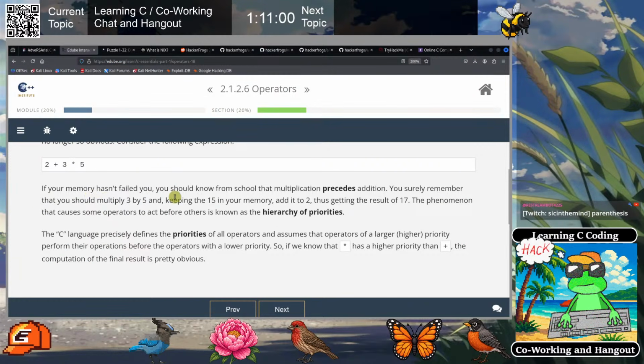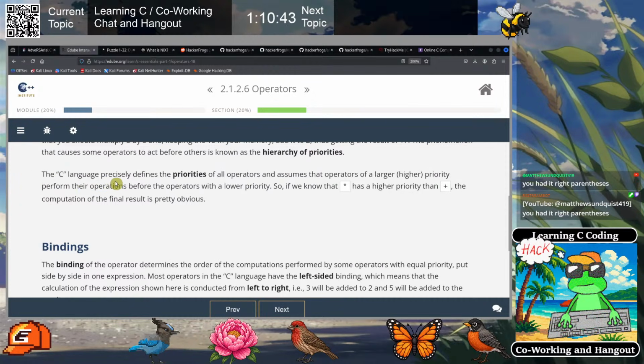So if your memory hasn't followed you, you should know from school that multiplication precedes addition, so you surely remember that you should multiply 3 by 5, and keeping the 15 in your memory, add it to 2, thus getting the result of 17. The phenomenon that causes some operators to act before others is known as the hierarchy of priorities. The C language precisely defines the priorities of all operators and assumes that operators of a higher priority perform their operations before the operators with the lower priority. So if we know that multiplication has a higher priority than addition, the computation of the final result is pretty obvious.